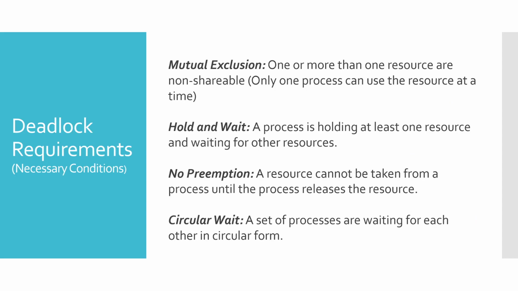There are totally 4 requirements for creating deadlock. First is mutual exclusion. Since the resource is non-shareable, the resource can be only used by one process at a time. Hold and wait. The process is holding at least one resource and waiting for other resources. No preemption. A resource cannot be taken from the process until the resource is released by the process itself. Therefore, you cannot just take the resources.